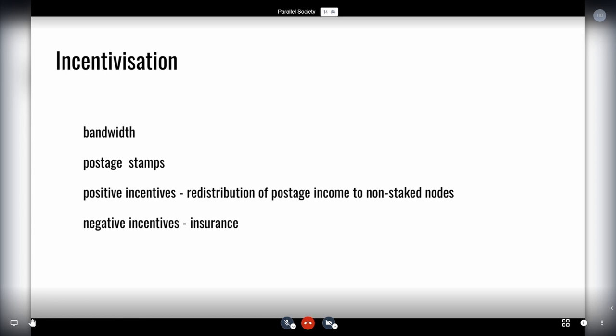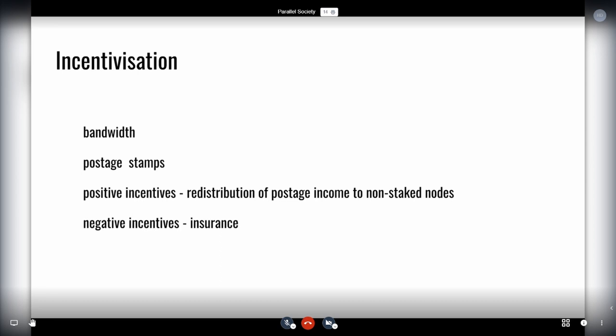It just positively rewards non-staked farmers or storers, whatever you call them. And we emphasized from the beginning that we believe this is only part of the story. For some types of data, you need negative incentives. You need the threat of punitive measures looming above your head to give insurance and reliable guarantees to store a file, because otherwise you get into a kind of tragedy of the commons problem.